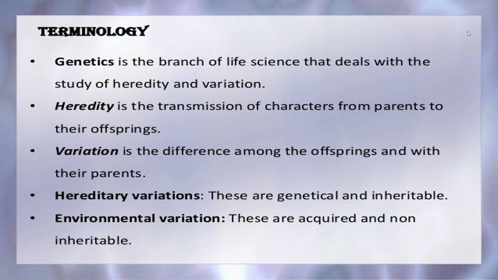What is genetics? That is the branch of life sciences that deals with the study of heredity and variation, as we talked about earlier. What is heredity? That is the transmission of the characters from the parents to the offsprings. So these are the similarities which appear between the parents and the offsprings. So variations are the differences among the parents and the offsprings, and hereditary variations are genetic and inheritable variations. However, the environmental variations are not heritable and they are acquired with an interaction with the environment.